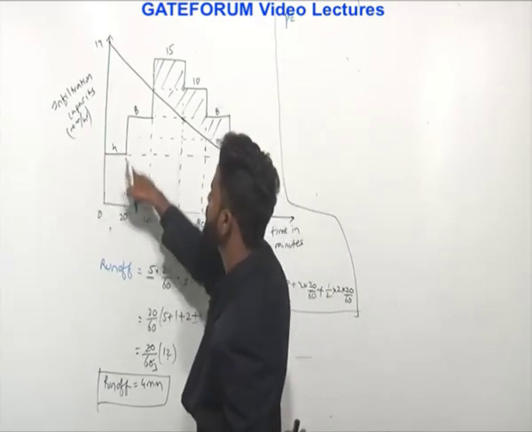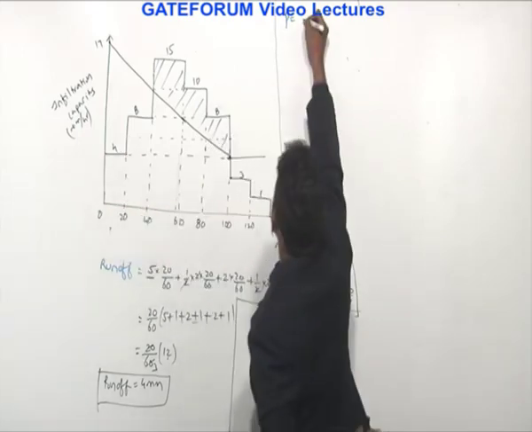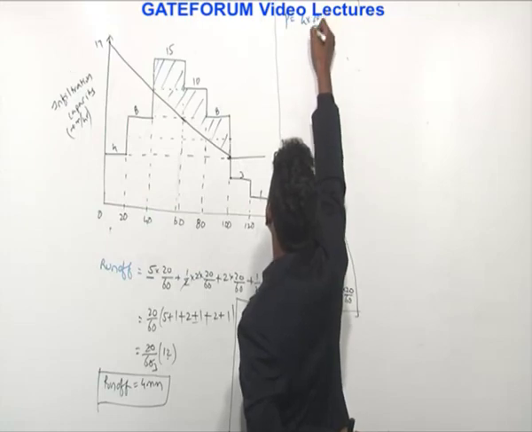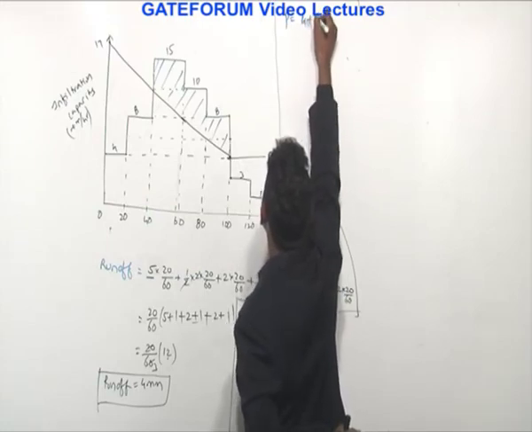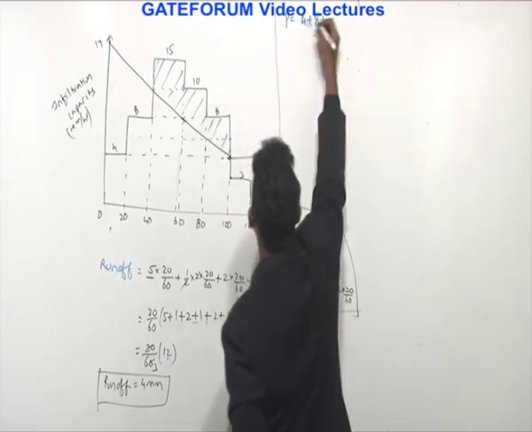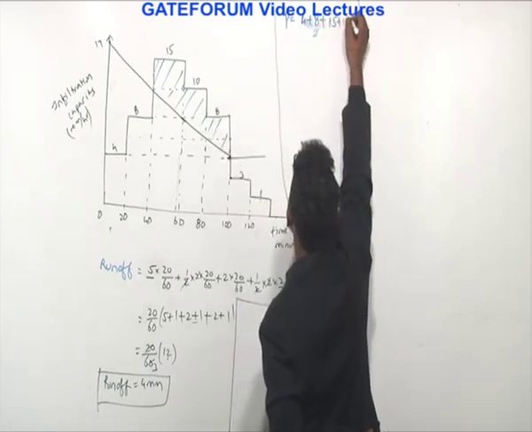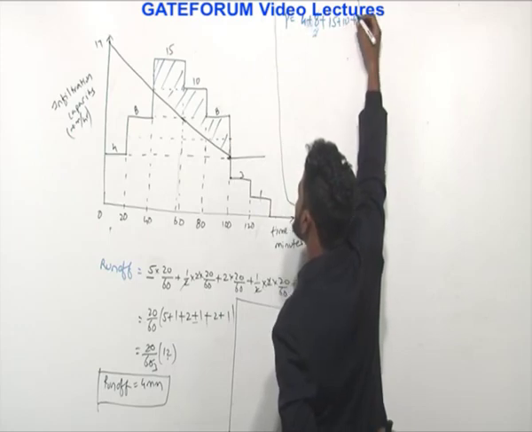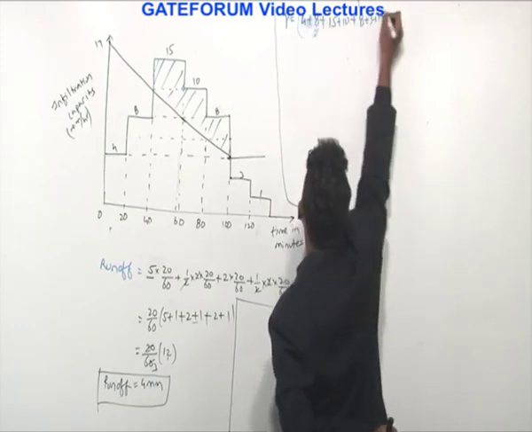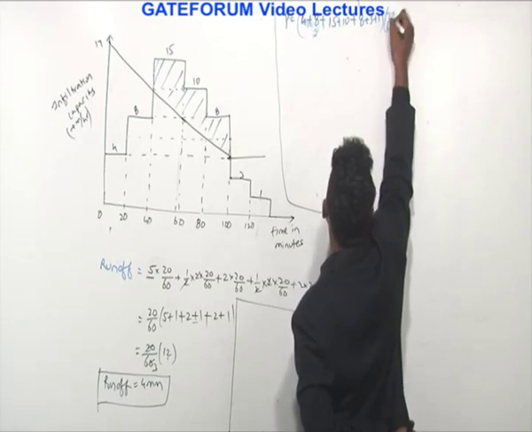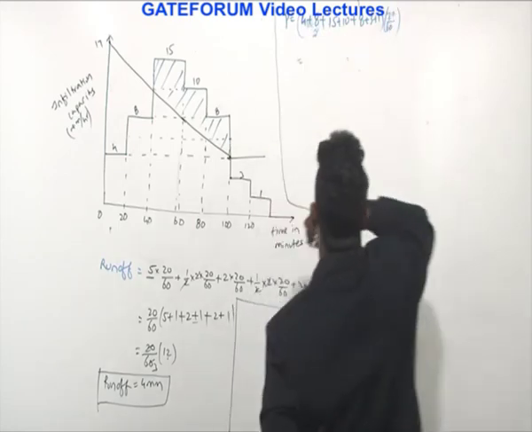Total precipitation is 4 into 20 by 60, or if I take 20 by 60 as common for everything, this is 4 plus 8 plus 15 plus 10 plus 8 plus 3 plus 1, into 20 by 60. So what would be this value?